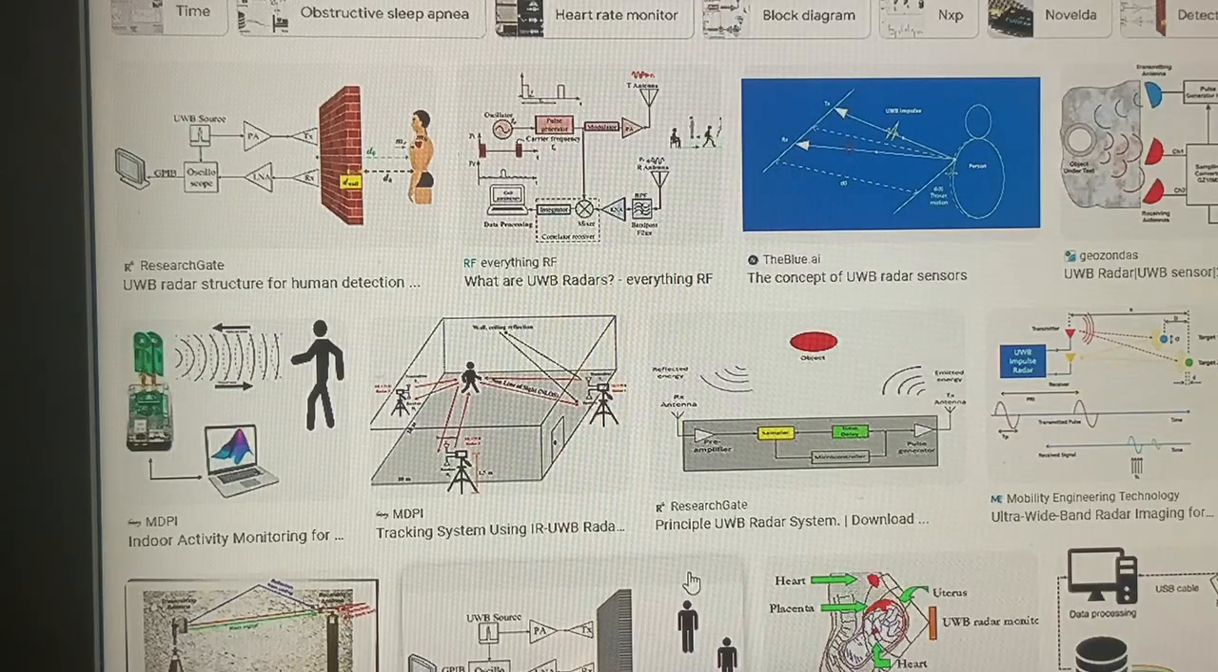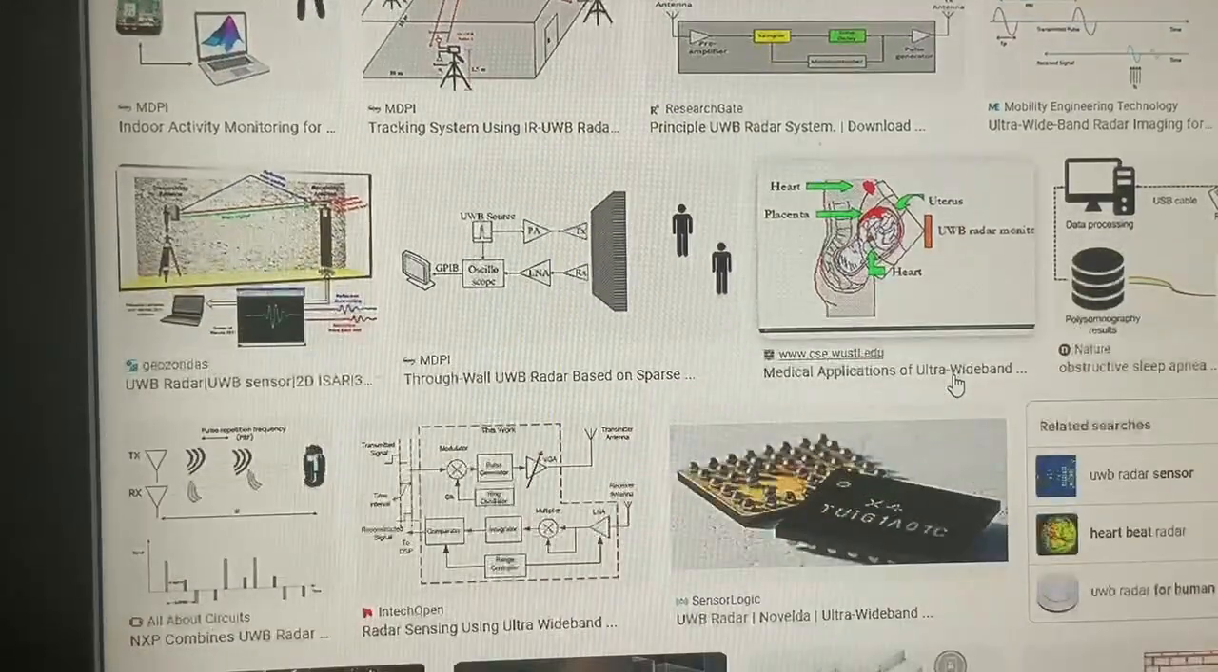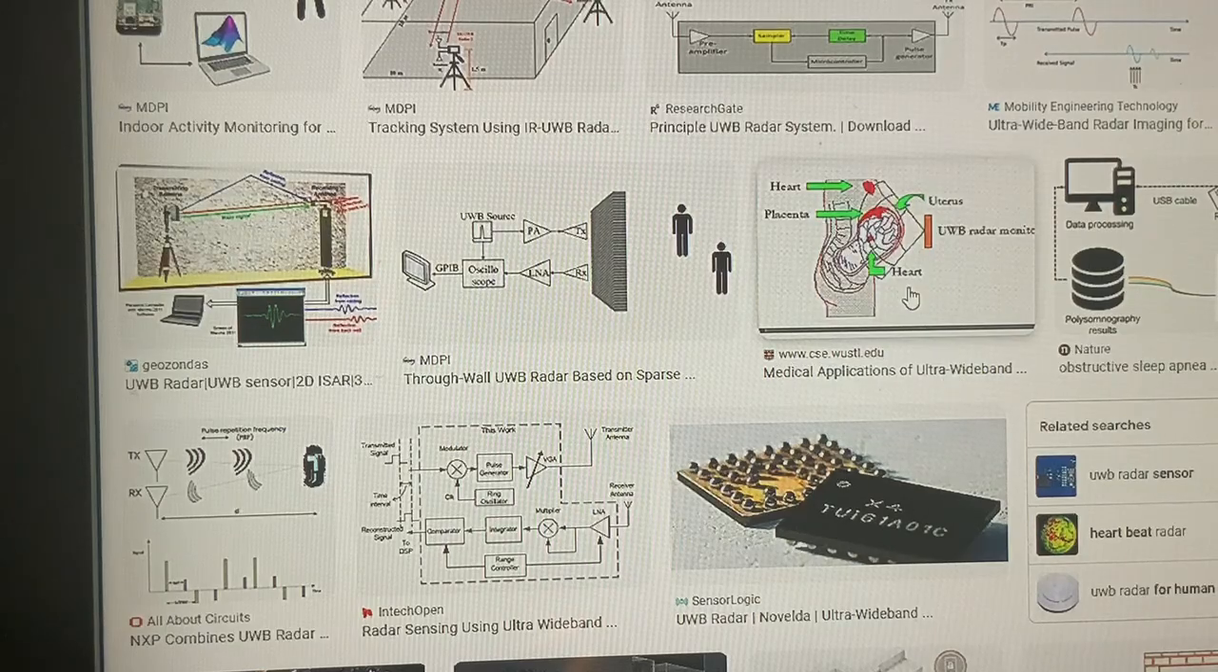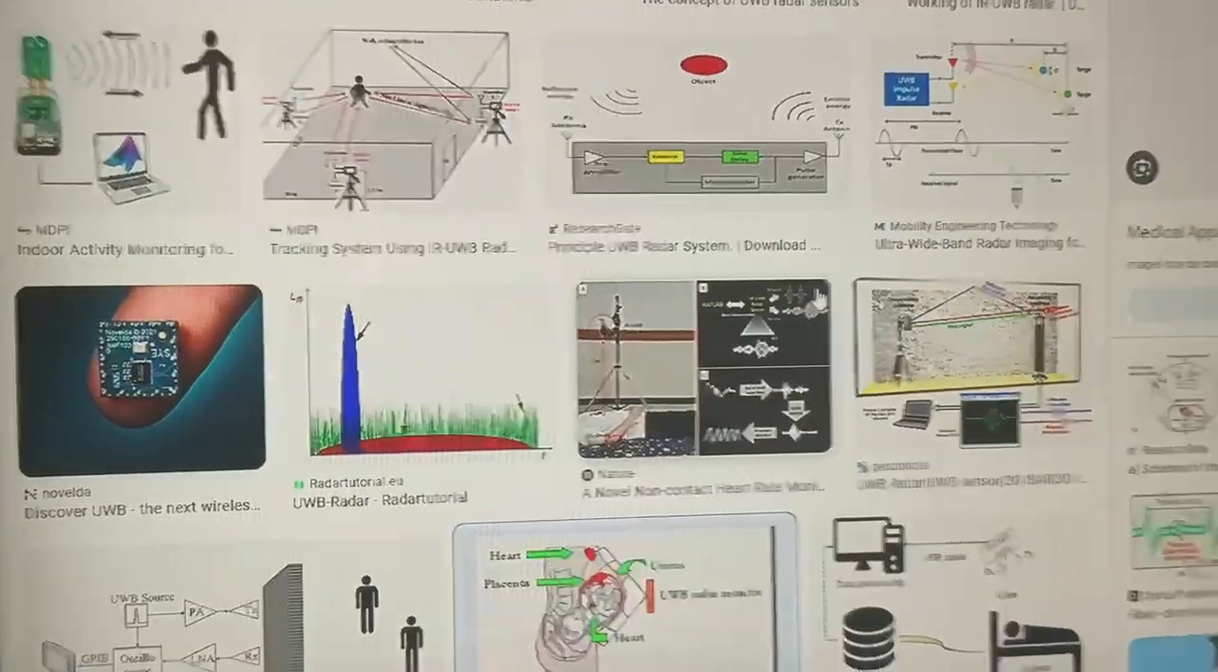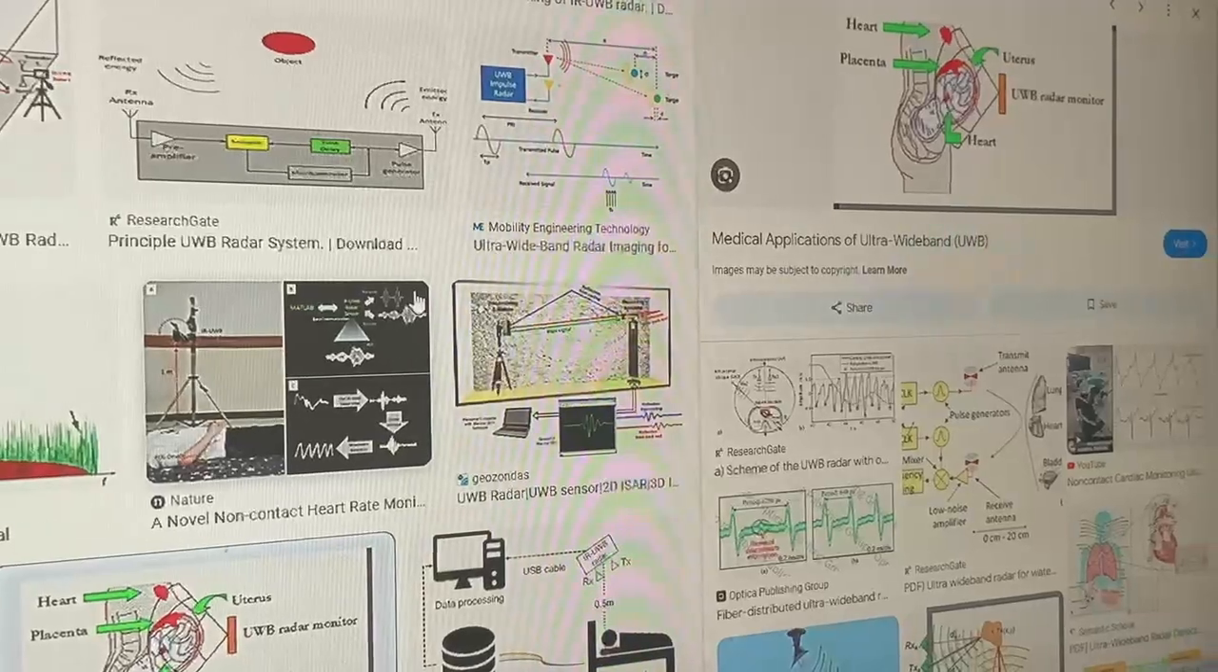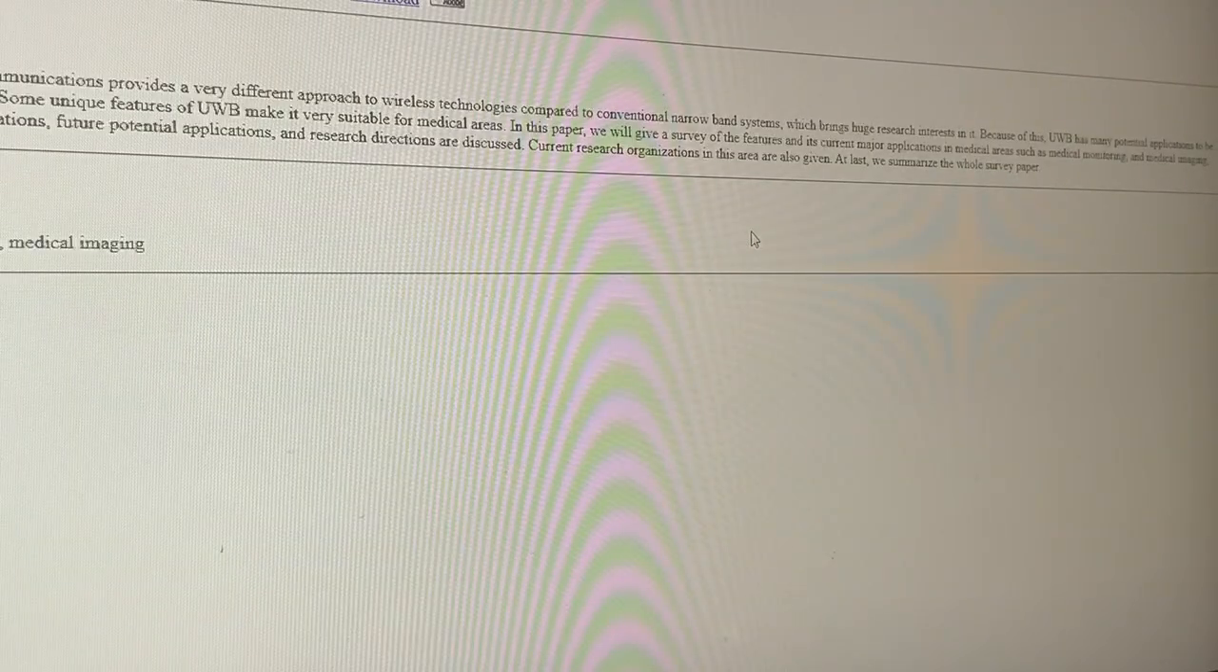Well, it looks like it watches you in your house, doesn't it? Sure does. Looks like it can go through walls. Human activity radar. Wow. With the ultra-wideband, huh? Lots of different uses, including medical. Of course. Medical applications of ultra-wideband. Well, let's take a look. Where are we now? Hang on.